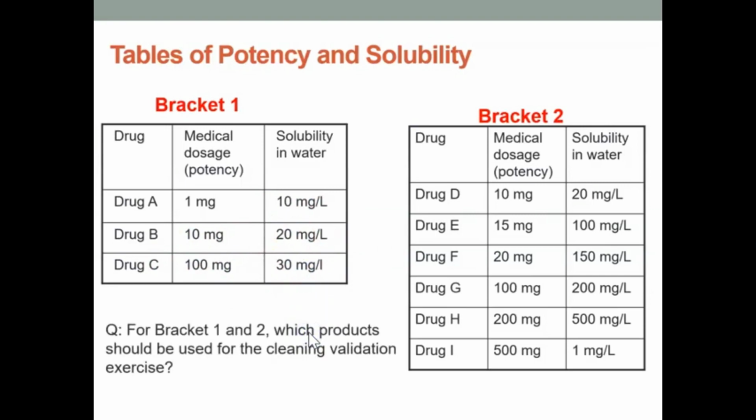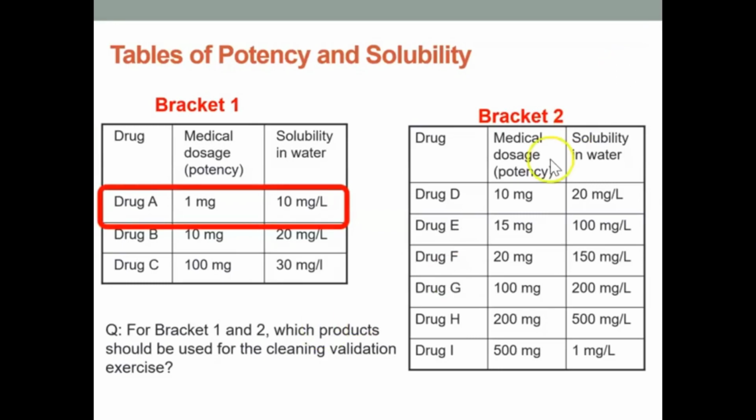I'd just like you to take a minute to look at bracket 1 and bracket 2. Which products do you think that you should use for the cleaning validation exercise? For bracket 1, we're going to be looking at drug A, because drug A is clearly the worst case scenario. It is the most potent of the drugs in the table.